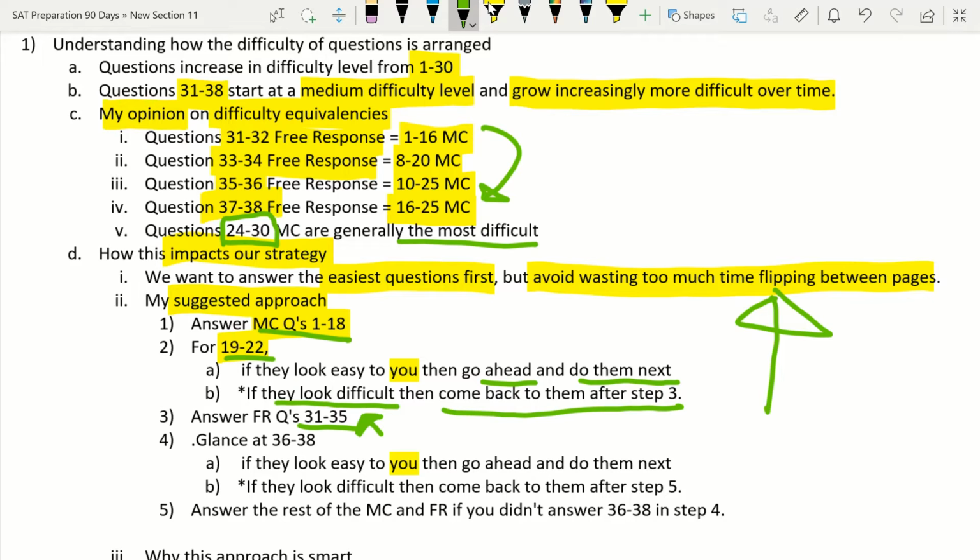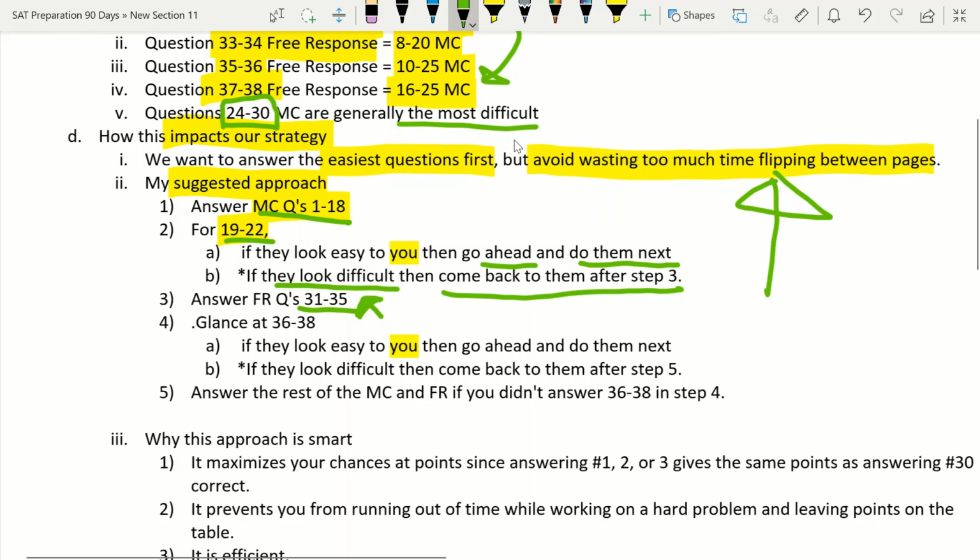Okay, so after you've answered questions 31 to 35 of the free response, the next thing I recommend is that you glance at 36 to 38. Sometimes they're not too difficult, sometimes they're only a moderate difficulty, and on certain occasions they could be fairly difficult. So after answering your 31 to 35, take a look at 36 to 38.